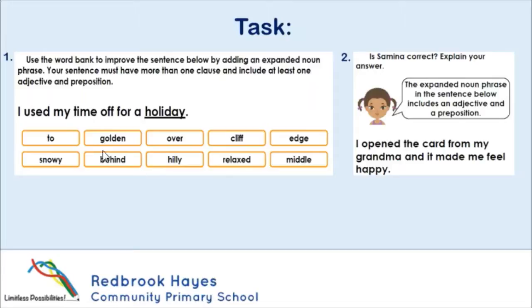Okay, so potential one for this one. So the one that I use this from, their example was, I used my time off to stay in a luxury hotel in the middle of golden sandy beaches, but it rained every day. Okay, so that would be an example, and you've got that second clause there saying, but it rained every day. So there's a few different ones you could have done.